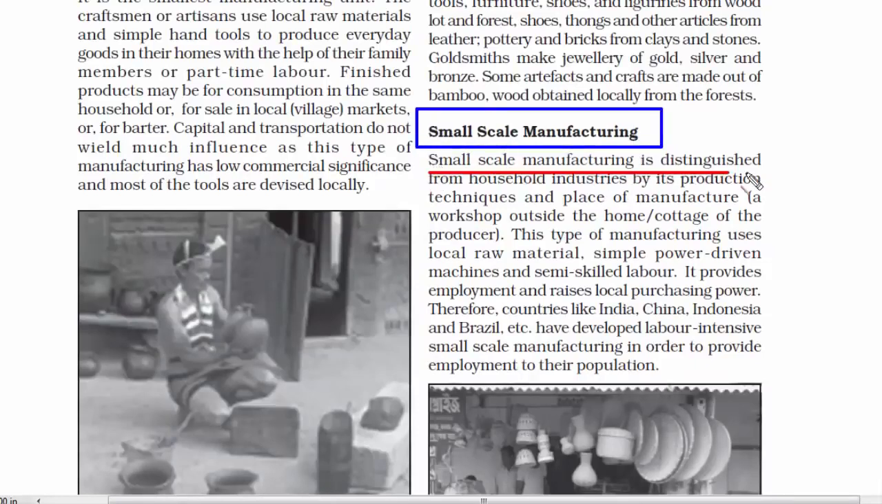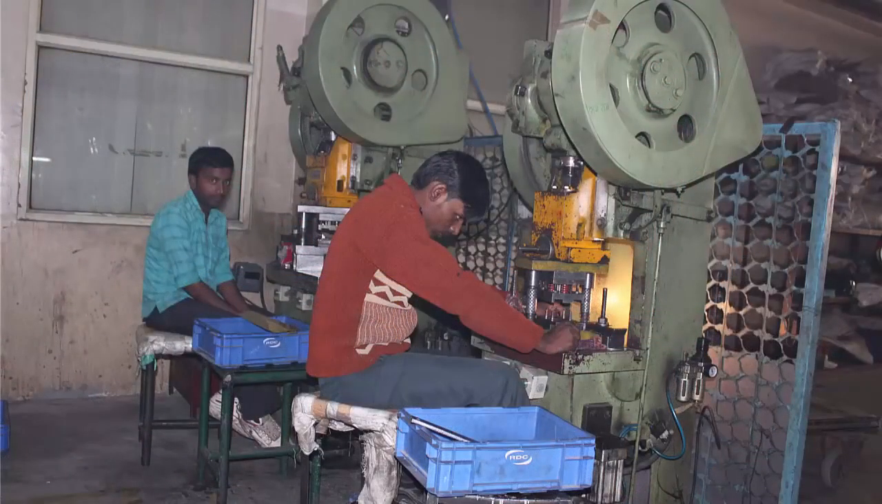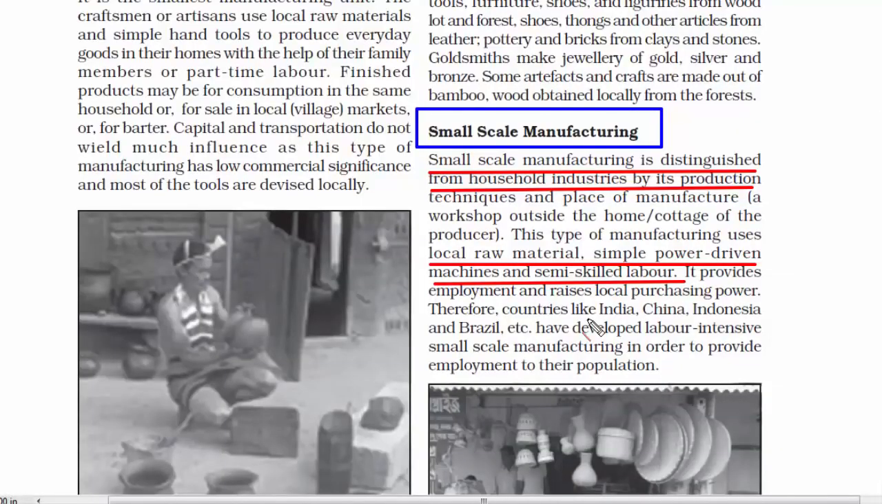The second category is small-scale manufacturing. Now this one is entirely different from household industries. Please don't get confused between both of them. In this kind of manufacturing, there are simple power-driven machines and semi-skilled laborers involved. Usually there will be a small workshop where the work is carried out, and small supply and demand will be there. So in an overall sense, these are a little bigger commercially when compared to household industries. Countries like India, China, Indonesia, and Brazil have developed labor-intensive small-scale manufacturing industries.